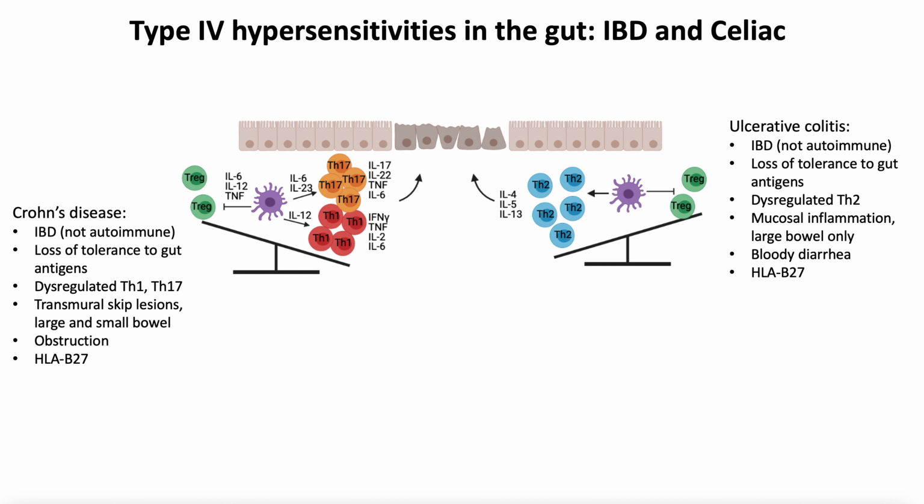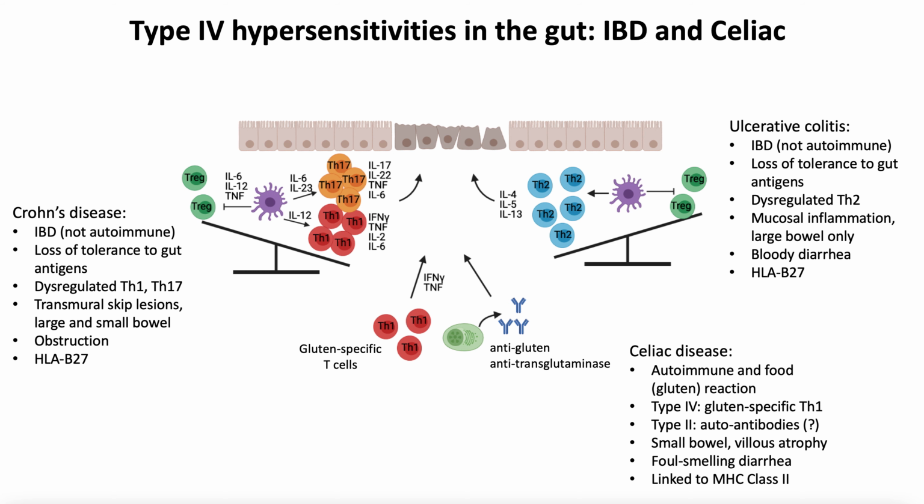And then a third hypersensitivity in the gut that I wanted to mention is an autoimmune disease called celiac disease. And so this can be a disease to self-antigens and also to food antigens such as gluten. And so this is a type 4 reaction of Th1 cells that are gluten specific. Also a type 2 reaction may be participating here. There are autoantibodies specific for gluten, as well as one of your self-proteins, transglutaminase. And this leads to foul-smelling diarrhea and villus atrophy in the small bowel. And this disease, like many autoimmune diseases, is tightly linked to MHC class II.